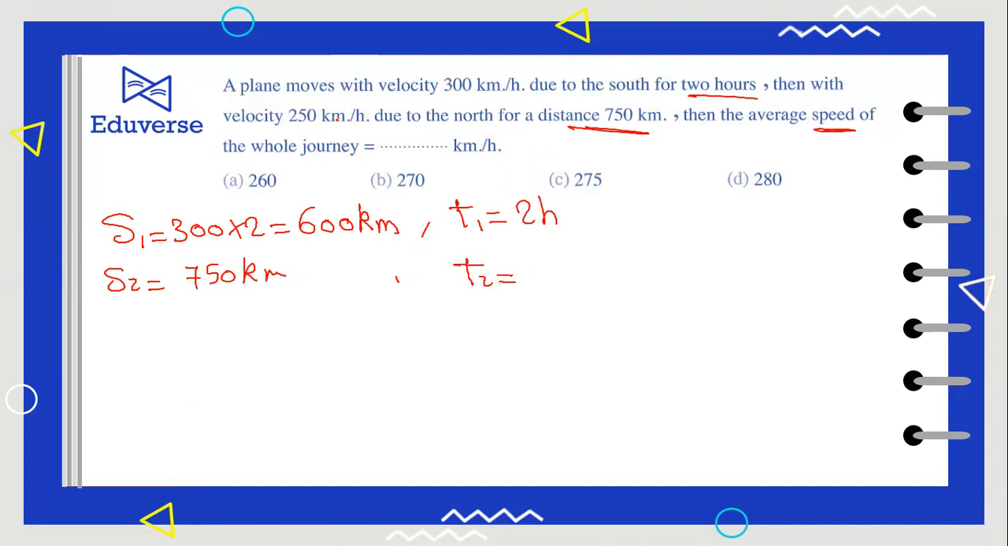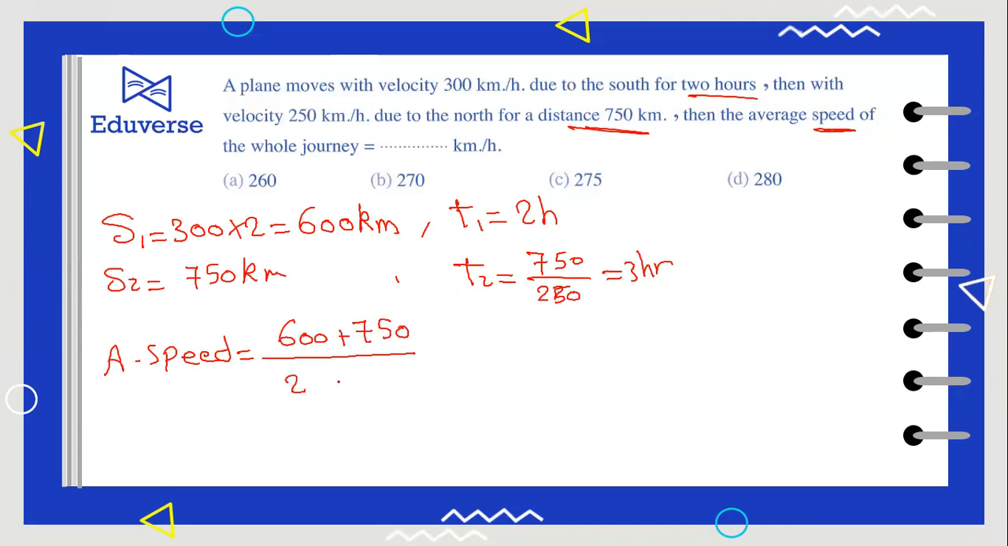I will divide the distance by the velocity to find the time. Distance divided by velocity, 750 divided by 250, equal 3 hours. Average speed equals total distance, 600 plus 750, over total time, 2 plus 3, equal here 1,350 over 5. The division of them is 270 kilometers per hour. That's the average speed.